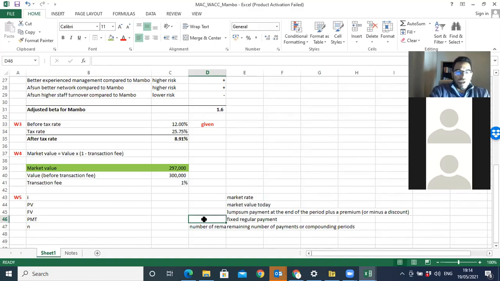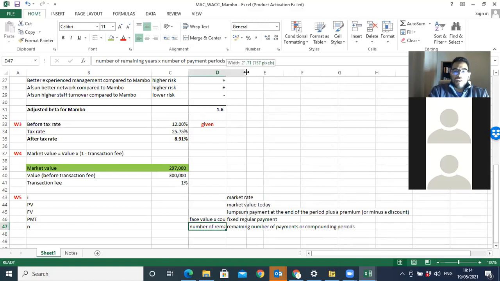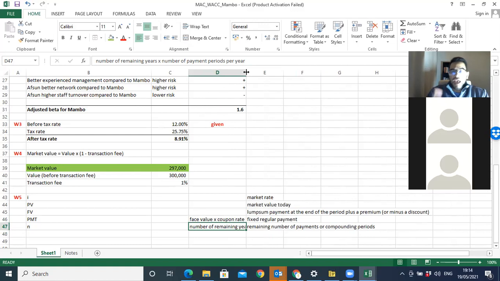PMT is equal to face value multiplied by your coupon rate. Your coupon rate is basically the rate that is agreed upon between you and the lender. For example, if you take out a loan from the bank, in your loan contract with the bank there will be an interest rate. That is the coupon rate. That is the agreed upon rate that the bank is going to use to calculate how much interest you need to pay them every year, every month, or so forth.